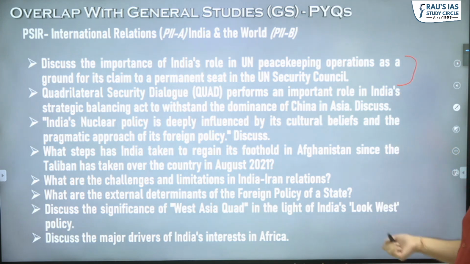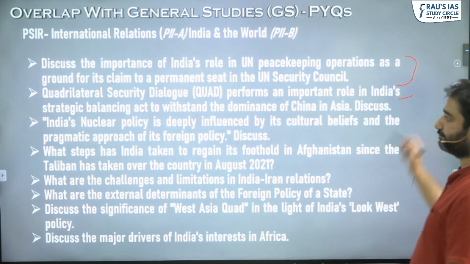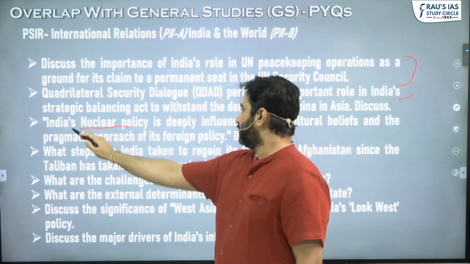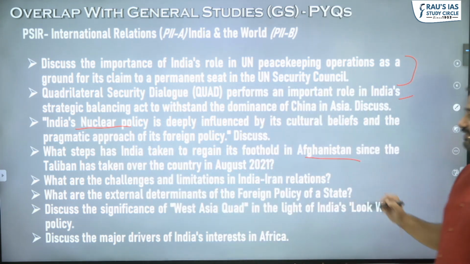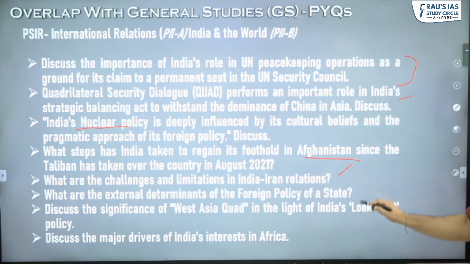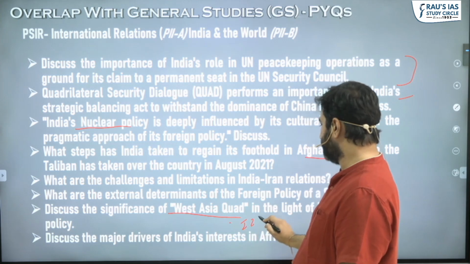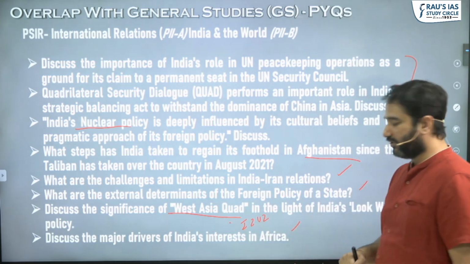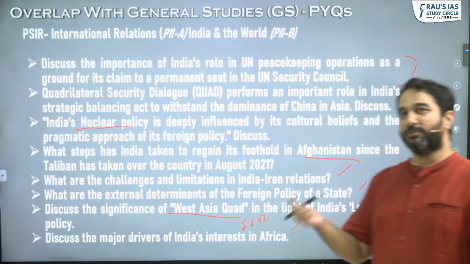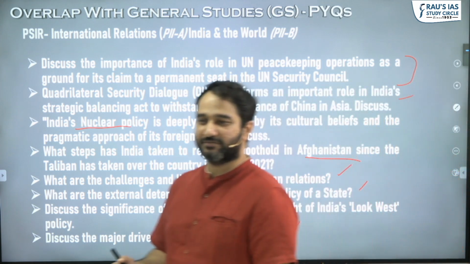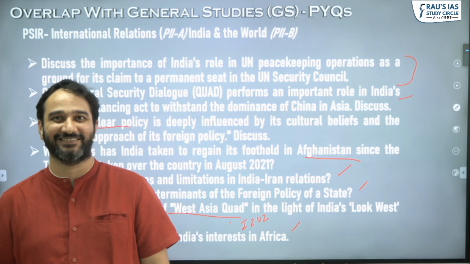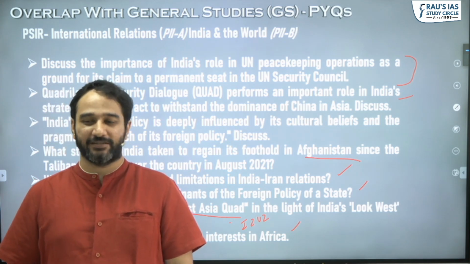Discuss the role of UN peacekeeping operations as a ground for India's claim for a permanent seat in UNSC. Quad, India's nuclear policy, India's policy in Afghanistan, India-Iran relationship, external determinants of Indian foreign policy, West Asian Quad, which is I2U2, and India's interest within Africa. Now you tell me, are these questions of PSIR or GS? GS or PSIR?